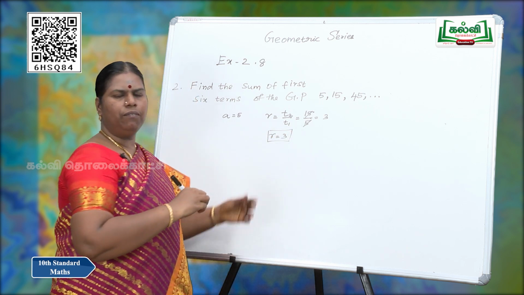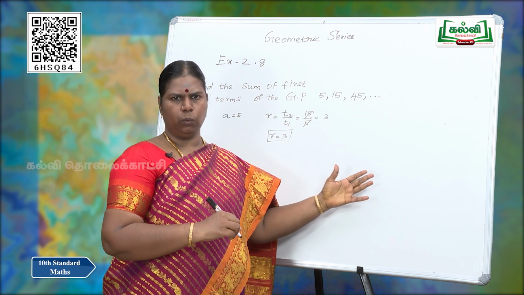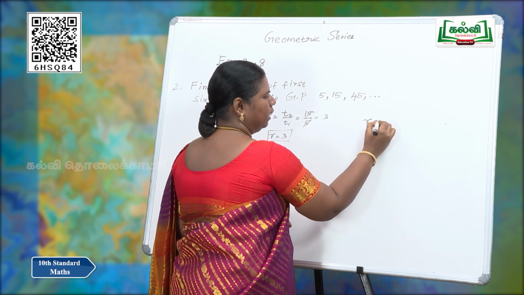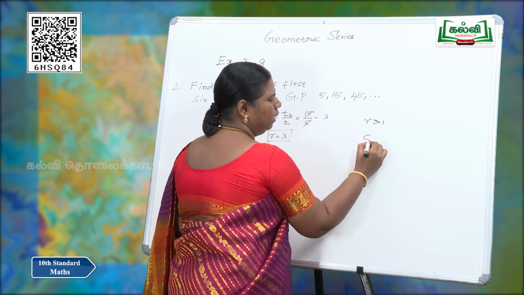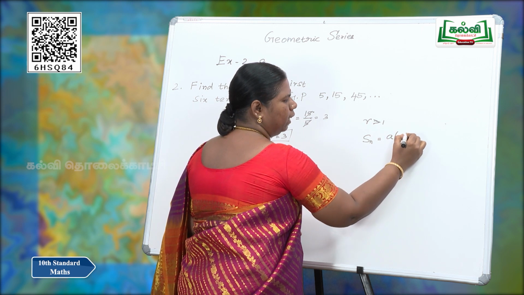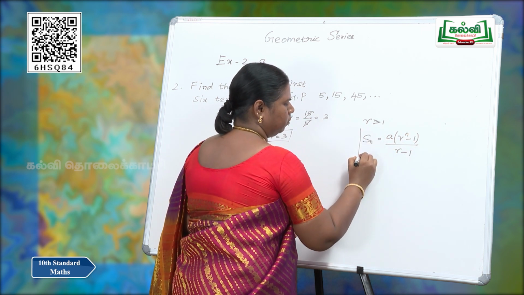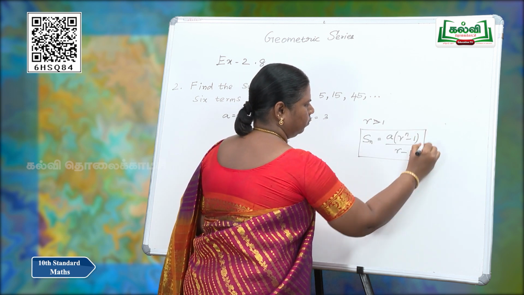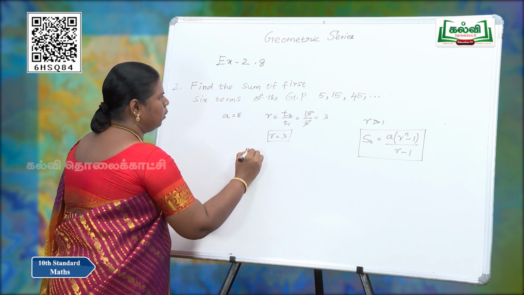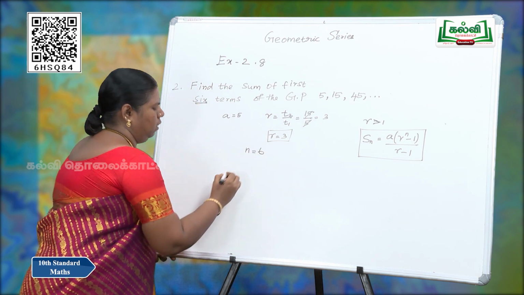We have to check whether R is greater than 1, less than 1 or equal to 1. 3 is greater than 1, so R is greater than 1. We have the formula Sn is equal to A into r power n minus 1 by r minus 1. Substitute the values. Here we have to find the 6 terms, so n is equal to 6.